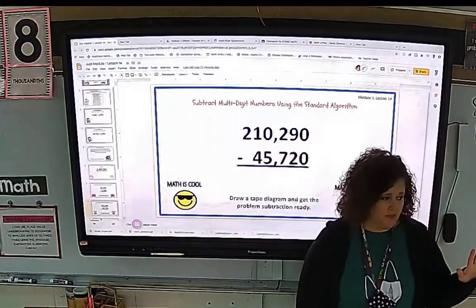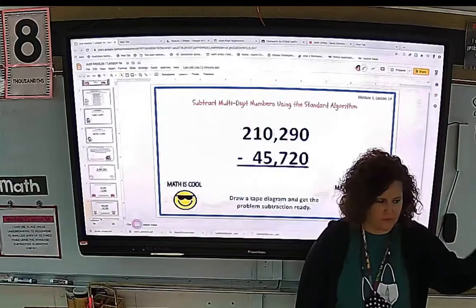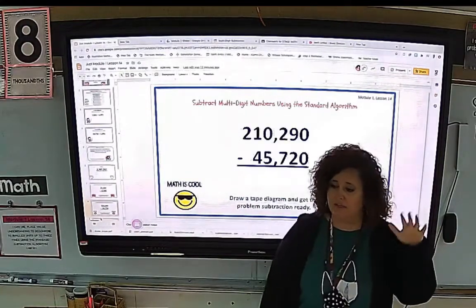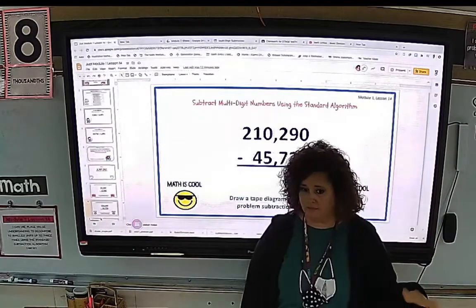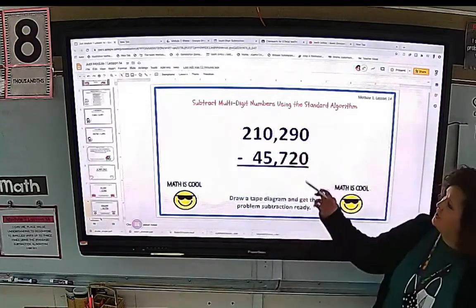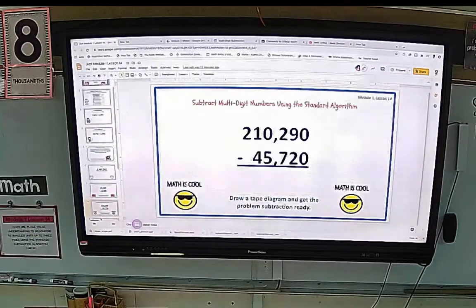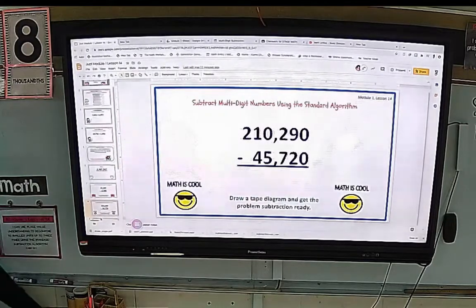This is one of the things that will be the first way you could get a problem wrong, is simply not copying it down correctly, okay? So double check yourself after you've written this on your board. But go ahead, write it, go ahead and subtract it, and come up with your answer. 210,290 minus 45,720.